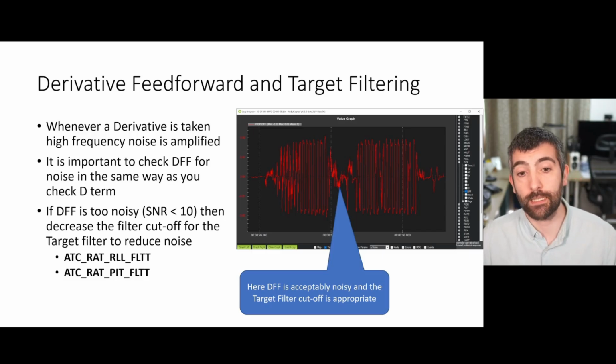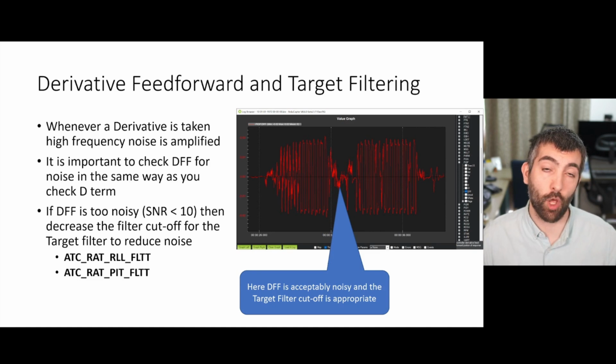And just as a reminder, the correct initial value to start with for target filtering is half the gyro low pass filter cutoff. So if you have a gyro low pass filter cutoff of 80 Hertz, then start with a target filtering cutoff of 40 Hertz. And of course, you can tune it along with derivative feed forward to make sure that you have the minimum delay from the filter. So you're raising the cutoff as high as possible. And you're also checking that signal to noise ratio to make sure that it's not going too much below 10.